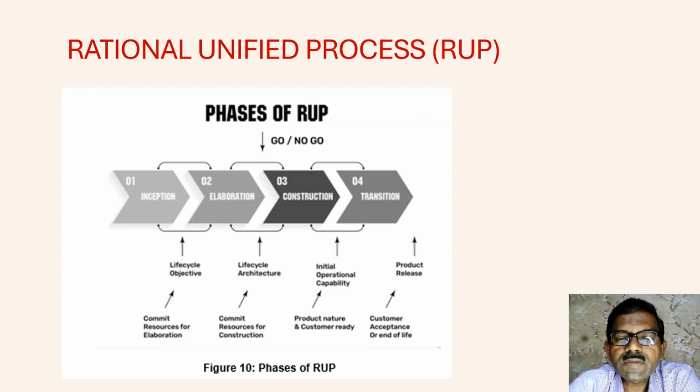Well, the next model we are discussing is the Rational Unified Process, which is a more professional level type of model, evolved for higher complexity projects, where we can see there are 4 distinct phases: inception, elaboration, construction, and transition. And you can see there is to and fro, go, no go, sort of things. And there will be life cycle objectives within each phase, life cycle architecture, you can say initial operational capabilities, as you move from inception to elaboration, elaboration to construction, and construction to transition. And we'll see each phase in detail in the next consecutive slides.